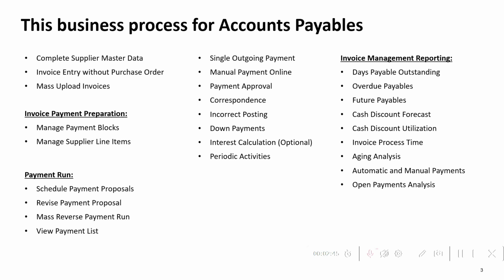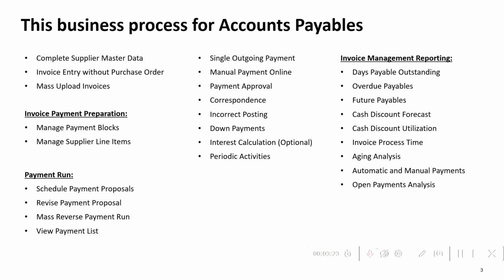Manage supplier line items. In the supplier line items, we can manage the house banks, that is, from which bank and from which account you want to make the payment. We need to set up those house bank details in the supplier line items. Then the payment run and scheduling payment proposals. The system will propose a list of payments which are due, and that list will be prepared.